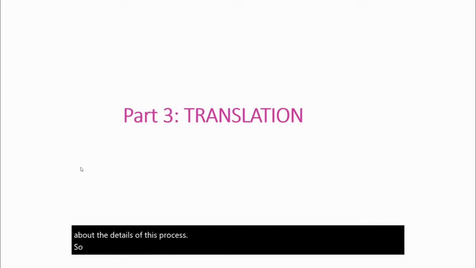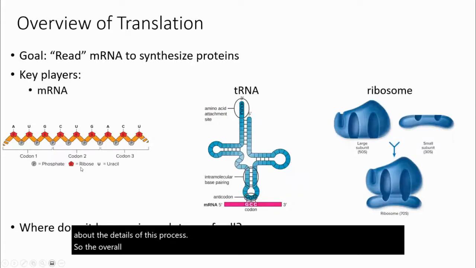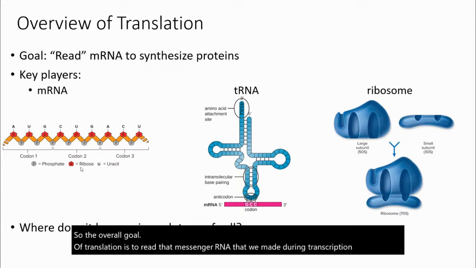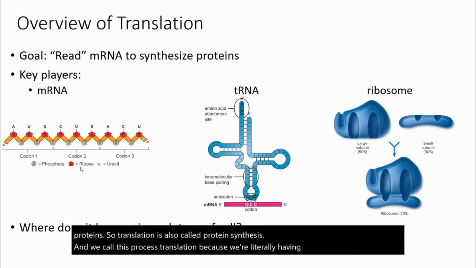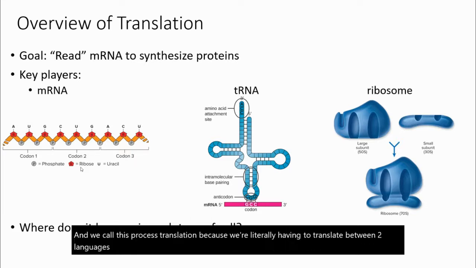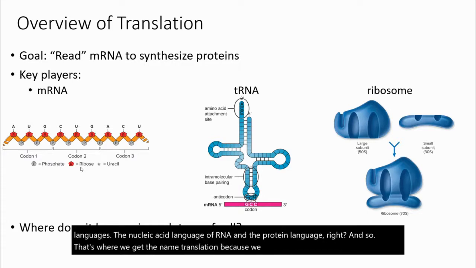So the overall goal of translation is to read that messenger RNA that we made during transcription and make proteins. So translation is also called protein synthesis. And we call this process translation because we're literally having to translate between two languages, the nucleic acid language of RNA and the protein language, right? And so that's where we get the name translation, because we have to translate between the two.